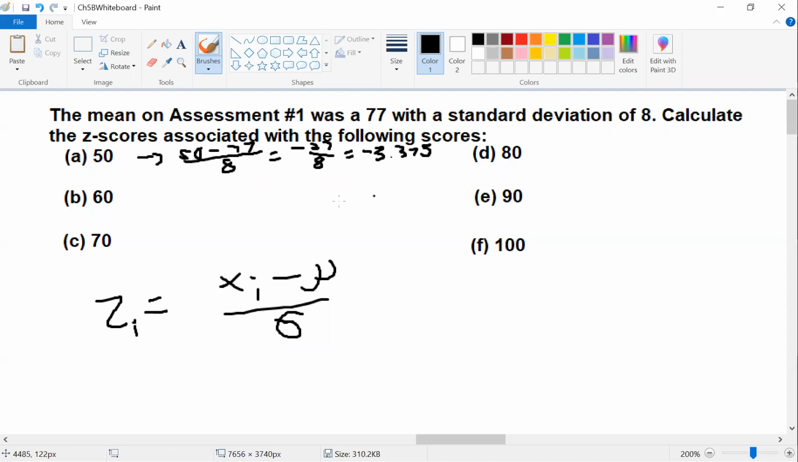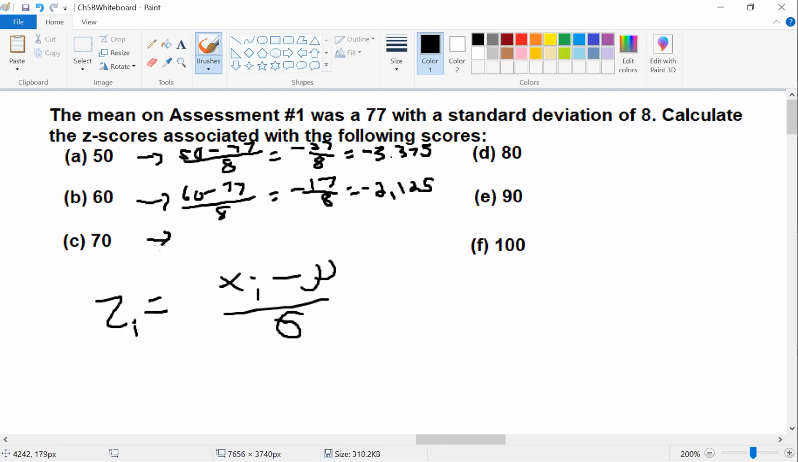Next one, 60 minus 77 over 8. So we have negative 17 over 8, which I believe is negative 2.125. You'll have a calculator on the exam. If you don't know how to put it to decimals, that's fine. The catch is on the exam, when it comes to z-scores, no fractions. Z-scores have to go to decimals on the exam. You will see why when we get to the next chapter.